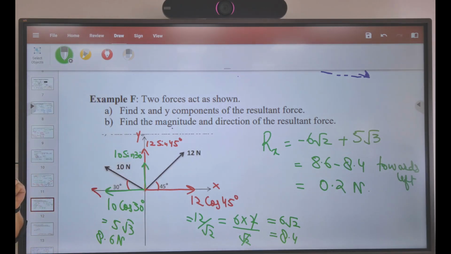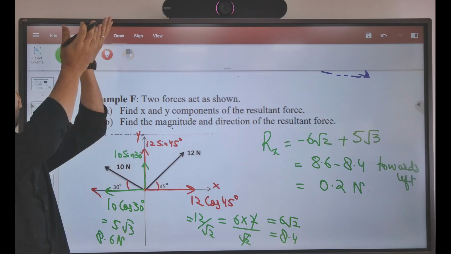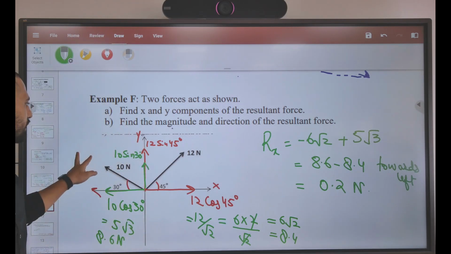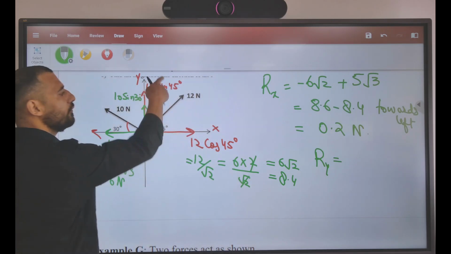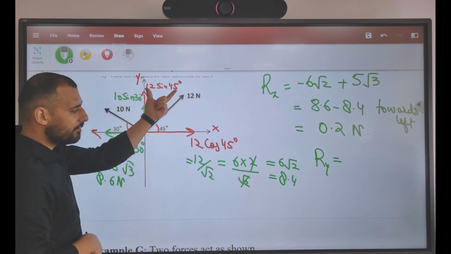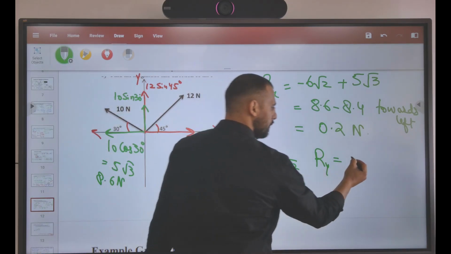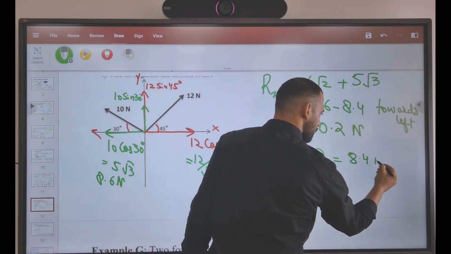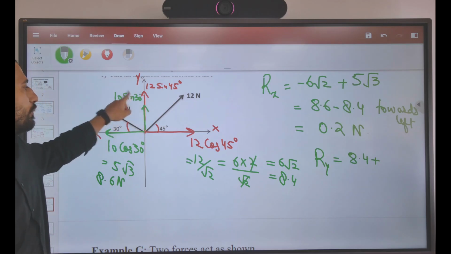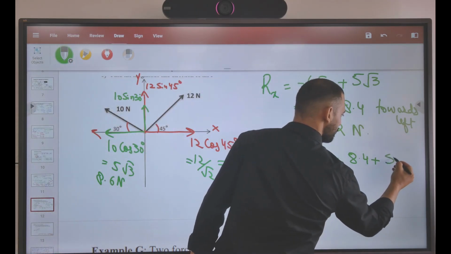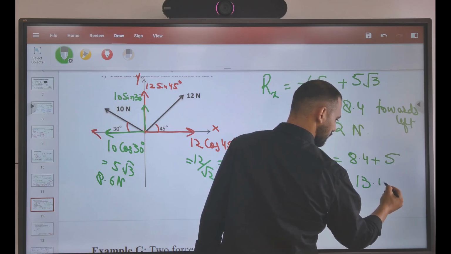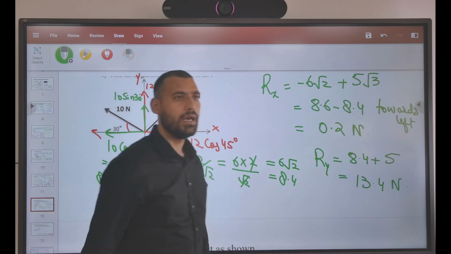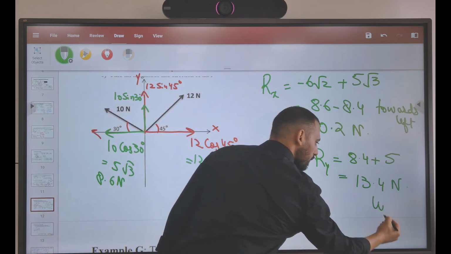Y component. Will they subtract or will they add? There are two forces trying to pull it up. So they will add, right? So the net along the y direction will be the summation of the two. So 12 sin 45 will again be 8.4, right? And 10 sin 30 would be 5, right? So how much is it? 13.4. Is that fine? And it is up. Is that clear?